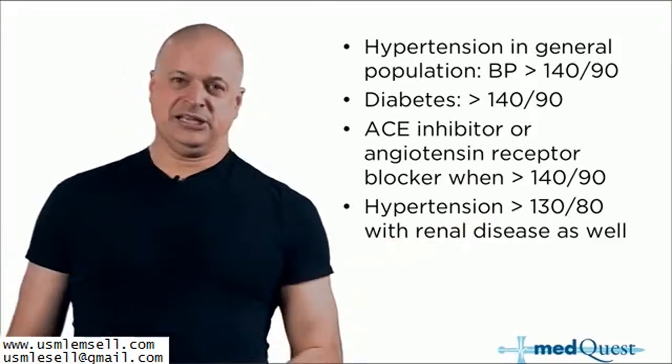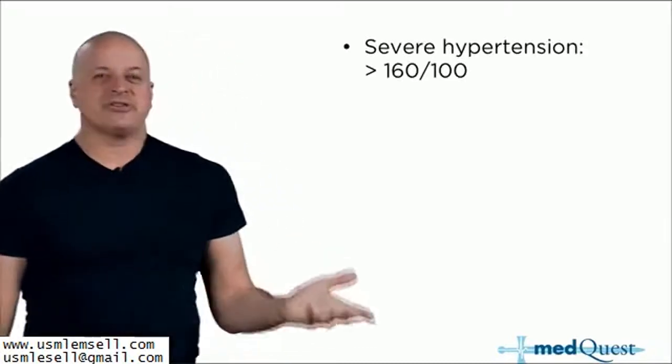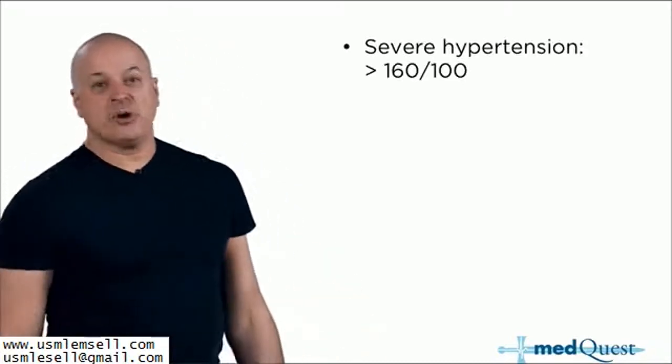Most likely the USMLE is not going to ask you anything controversial, so they're not going to get in your face about things like the blood pressure cutoffs for diseases where it's a bit controversial. So therefore, the cutoff in diabetes and in the general population is 140/90, and maybe 130/80 for people who have renal disease.